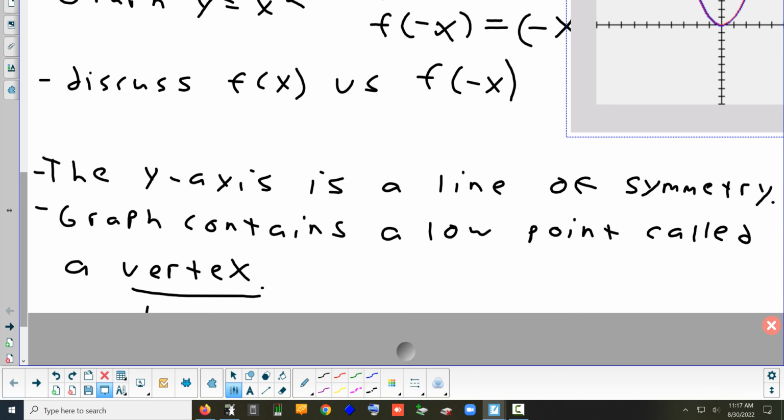But in general, what we just did was called a reflection over the y-axis. We reflected the graph over the line of symmetry. Anytime you do a reflection over a line of symmetry, you can't tell that you did it.